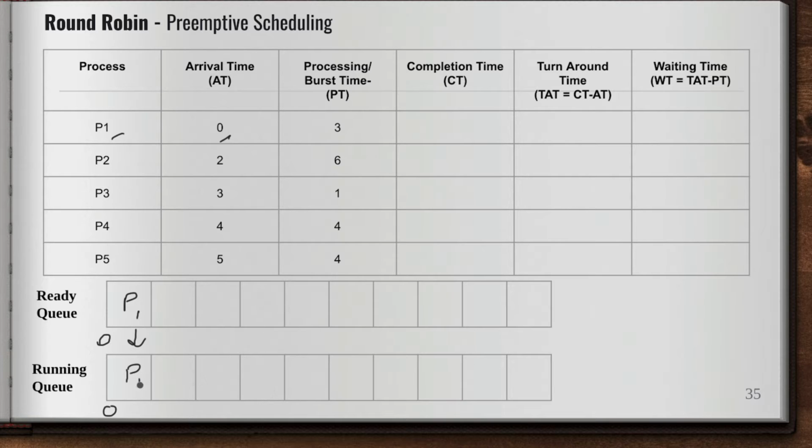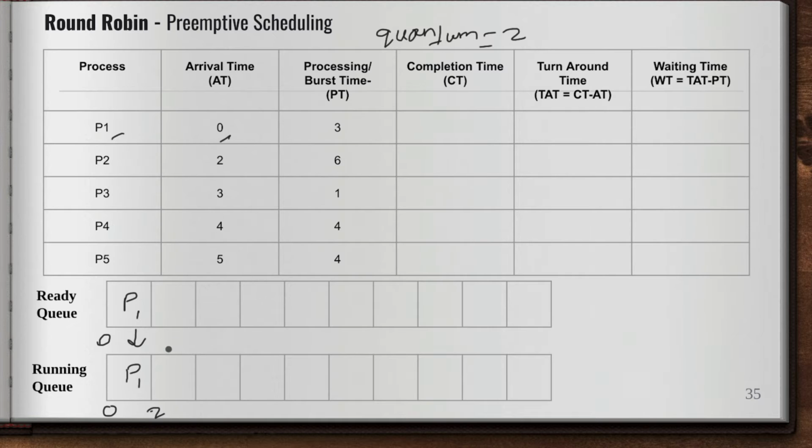How long are we supposed to run it? Let's say we have been given the quantum value of 2, which means we are supposed to run each of these processes for 2 units only, so maximum 2 units. There could be a scenario where a processing time is only 1. In that case, we can't run that process for 2 units because the duration is only 1. So maximum 2 is what we want to do. For P1, we'll run it for 2 because its processing time is 3, so it can definitely be run for 2 units.